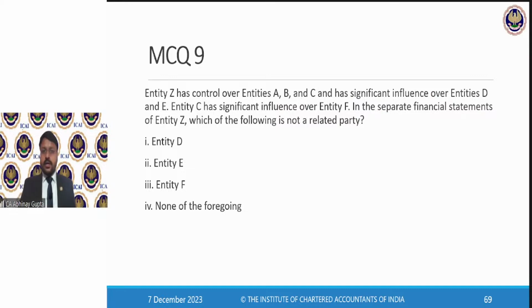Entity Z has control over entities A, B, and C and has SI over entities D and E. Entity C has a significant influence over entity F. In the separate financial statements of entity Z, which of the following is not a related party?